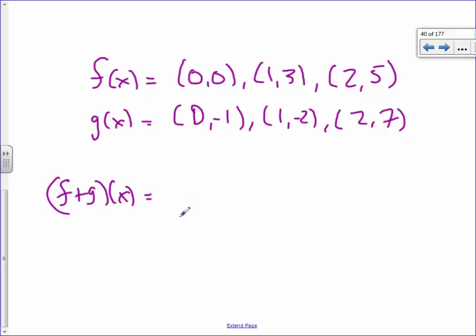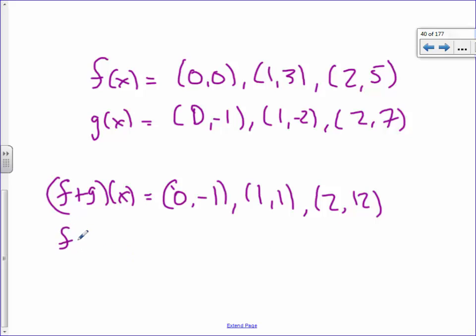So give me an x value that we have in common. 0, I guess. So what happens when you take 0 and you add negative 1? You have negative 1. That would be a point on the new graph. What's another x value they both have? 1. And then for the y value, if you took 3 and you added negative 2, you'd have 1. And then the only other x value they have in common is 2. And so if you add the y values, it would be 12. Does that make sense?